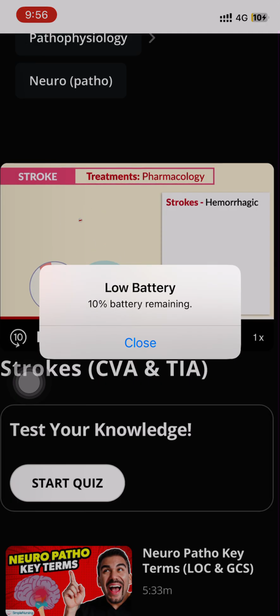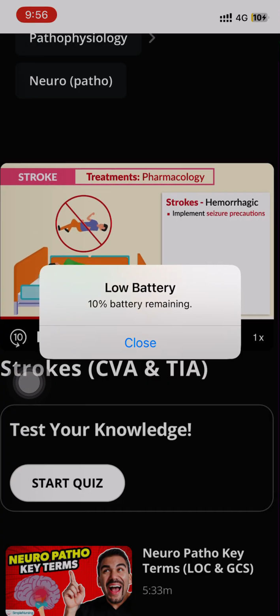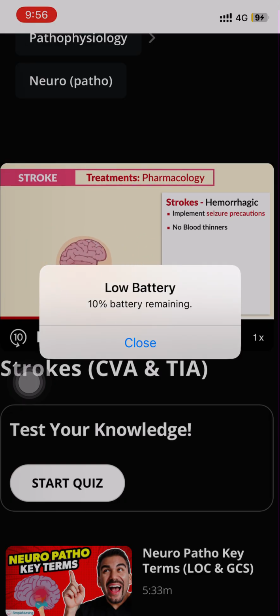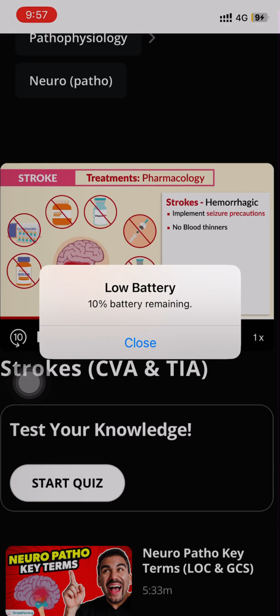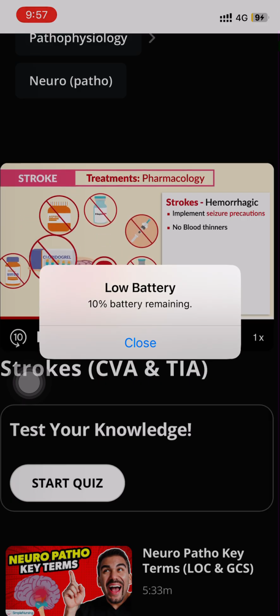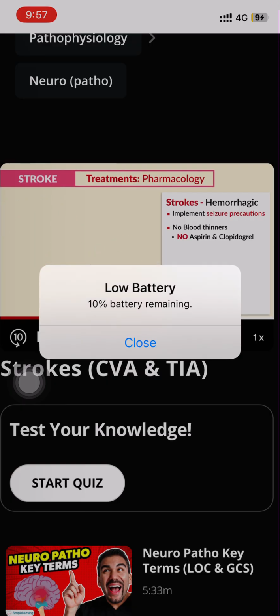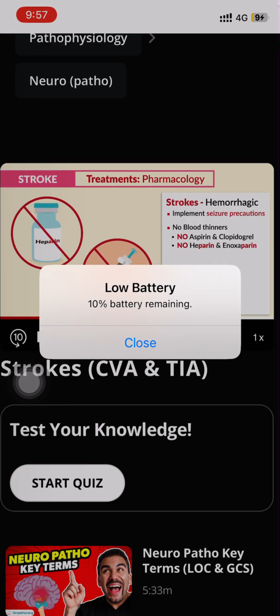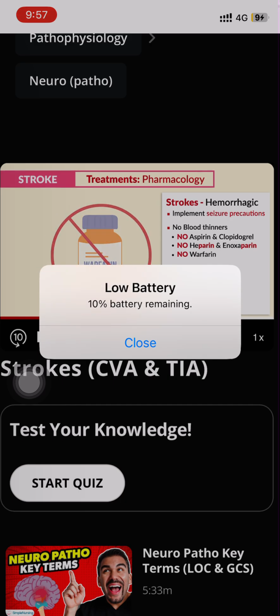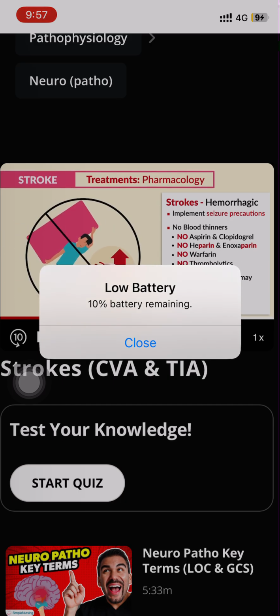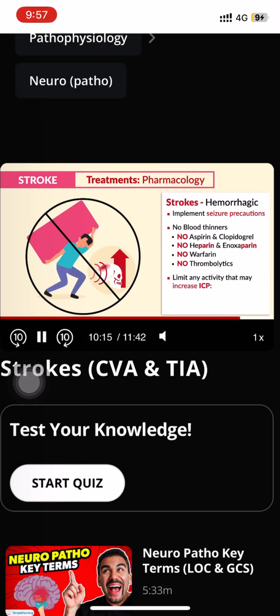no clot. So number one thing we do is we implement seizure precautions and strict bed rest, since increased ICP is a big risk here from that brain filling up with blood. Now the next thing is no blood thinners, since it will make the bleeding worse. So no aspirin and no clopidogrel, or antiplatelets, and no heparin or enoxaparin, no warfarin, and definitely no thrombolytics. And then very lastly, limit any activity that may increase ICP.